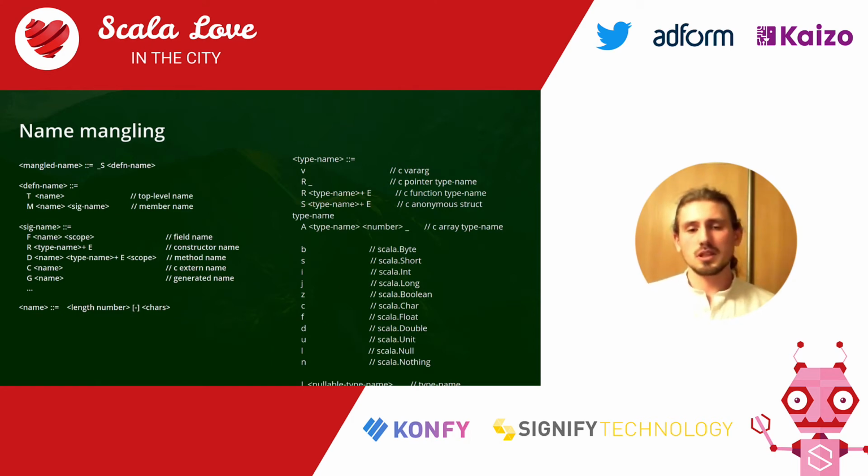For those, we concatenate the name of the top-level definition with some additional information about the signature of the member. So we, for example, add some information about: is it a field, is it a method, and if it's a method, which types is it taking as parameters, and what is its return type. Basically, it's quite complex stuff. But you can easily get into it.